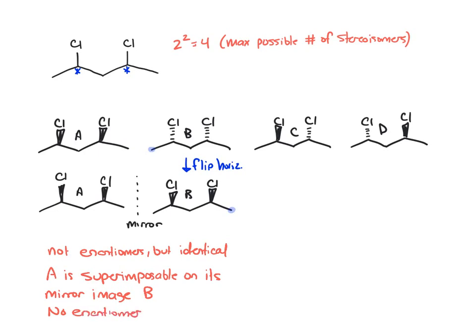If there's no enantiomer, it must be achiral, because chiral molecules have enantiomers. Achiral molecules do not. So we'll say those are achiral. A equals B. And this leads us to kind of a new point or a new term here.